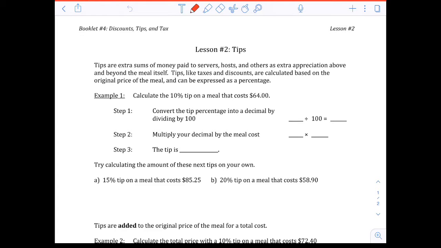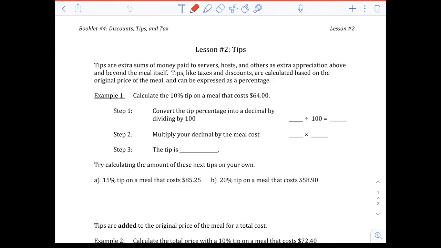All right, welcome back. We're going to move on to lesson 2, which is calculating tips. So when you go to a restaurant, your bill will come and the server will get paid based on what you tip. So if they do a good job, you might tip quite a bit more than you would if you felt that they did not do a very good job.